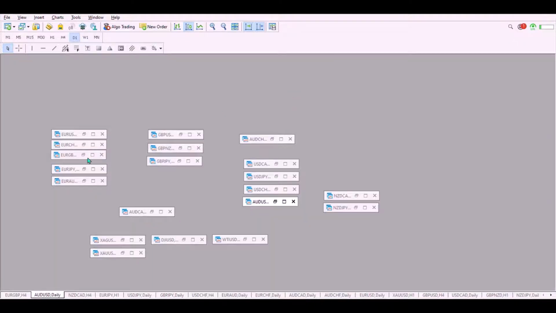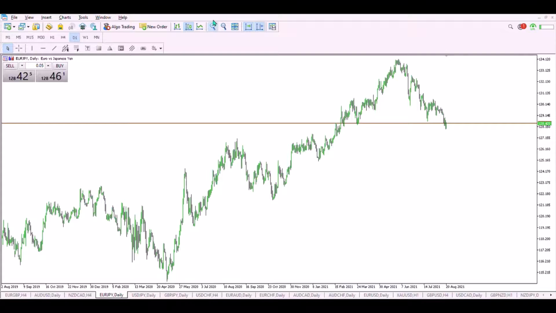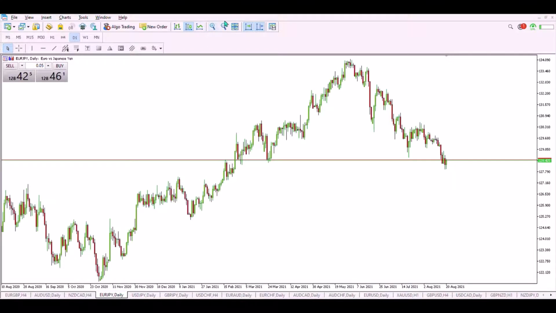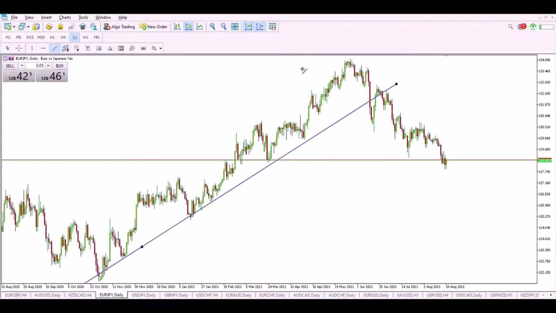Now let's move to the EURJPY and see what we have there. I'll move to the daily chart, and as you can see, we are still going downwards. So we had this beautiful bullish trend, a breakout, a retest. Where is the retest? Here is the retest of the trend. And here, with some nice selling opportunities, we could start entering the sell positions.